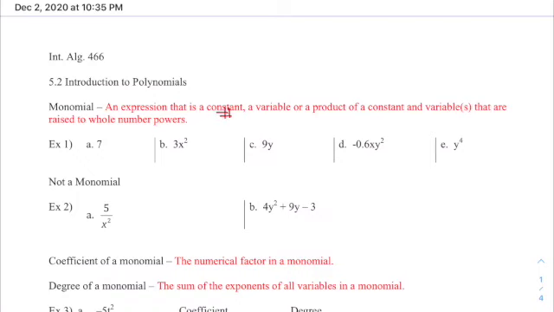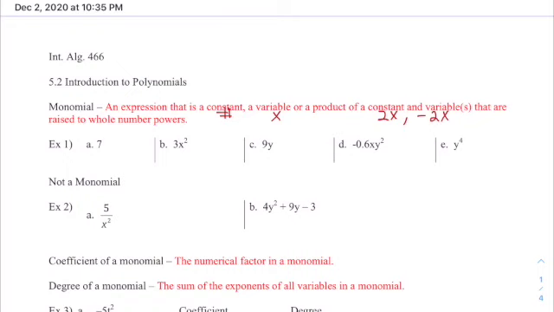a variable like an x or y or anything, or a product of a constant and a variable like 2x, or you can even have a negative 2x, or a decimal is okay too, that are raised to whole number powers. So you cannot have a fraction and you cannot have a negative.